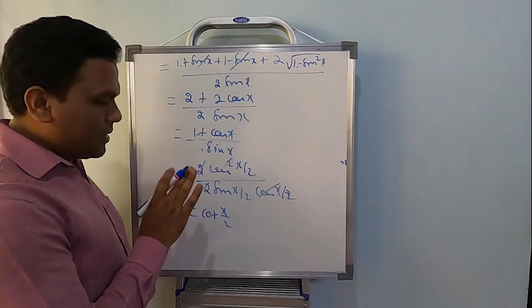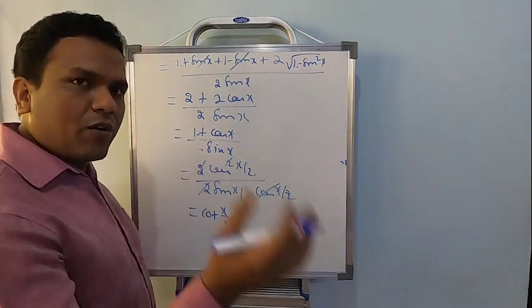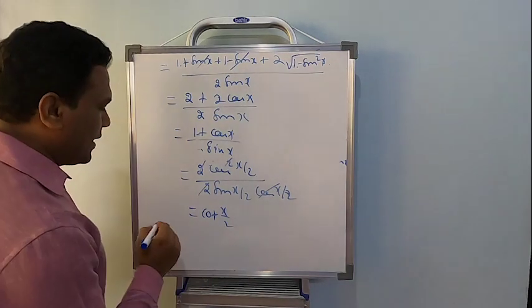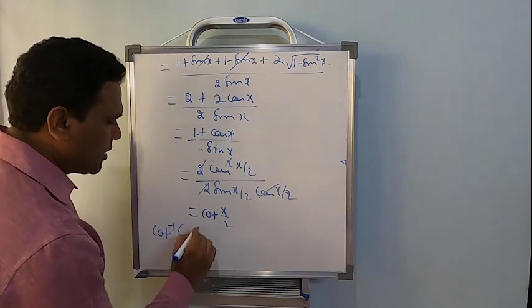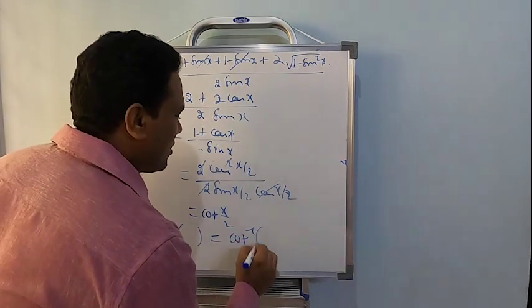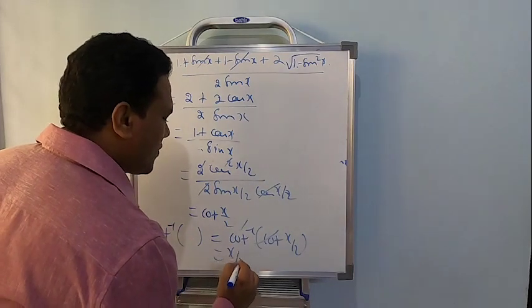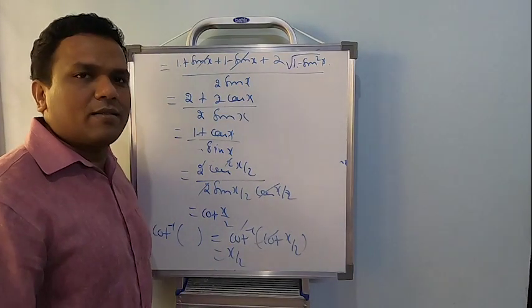But see, simplification is done, just one step away, right? The problem was cot inverse of whatever the process we have done. So finally, cot inverse of whatever we have done. So much is there, so we must write down. So we got cot inverse of cot x by 2. Eliminate this, the rest of the value will be x by 2, which is the required answer.